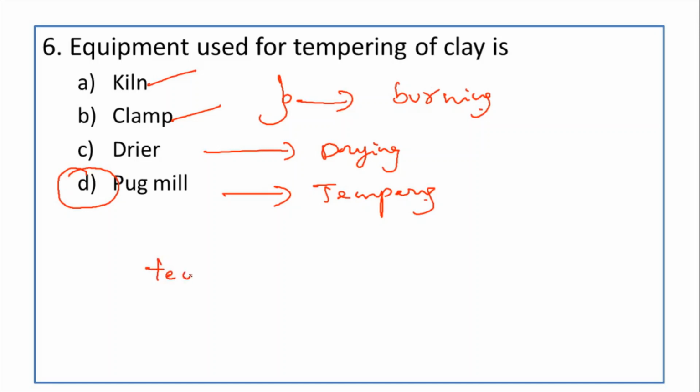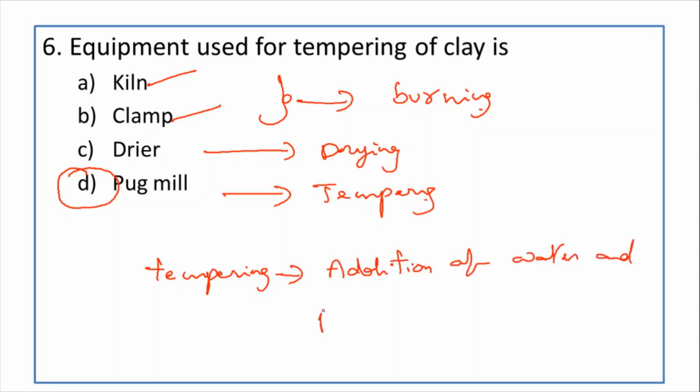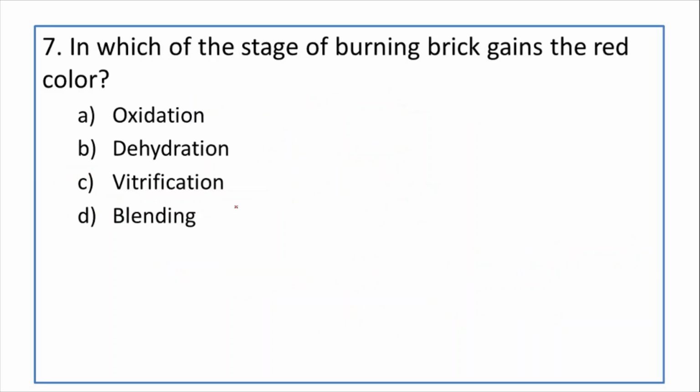And what is tempering? Addition of water and pressing the clay. If you want to mold the clay into the required shape, first we have to press the clay. That process of pressing is called tempering, and that tempering we do in the pug mills. Next one, in which stage of burning does brick gain the red color?